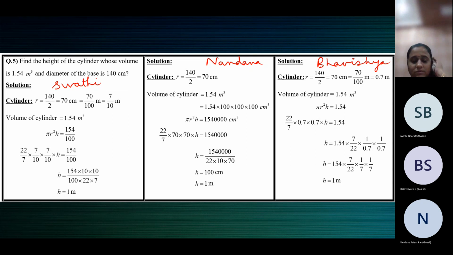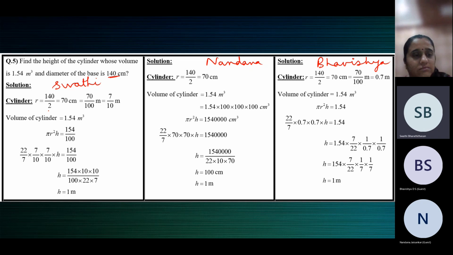Yes, Swati, please explain the first method. Yes, ma'am. In the first method, the diameter is given to be 140 centimeter, so we need to divide 140 by 2. So we get 70 centimeter. Since the units are not the same, we convert 70 centimeter to meter by dividing it by 100. So we get 7 by 10 meter.